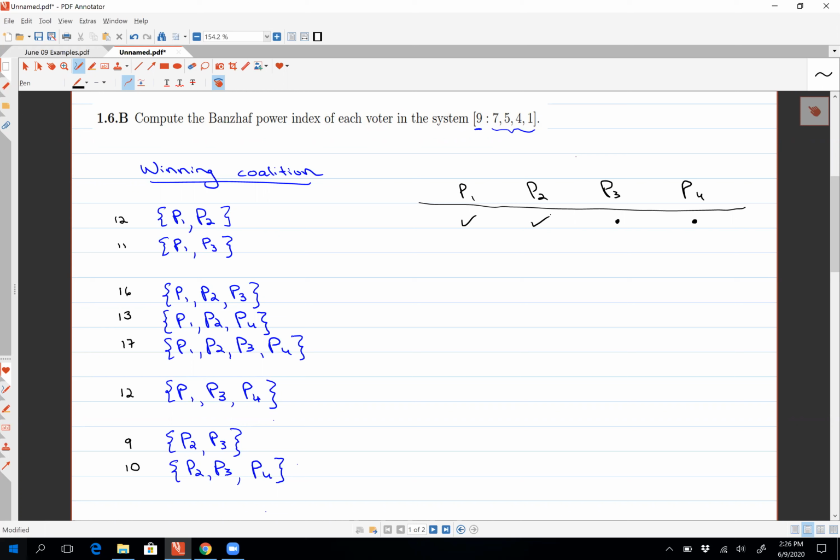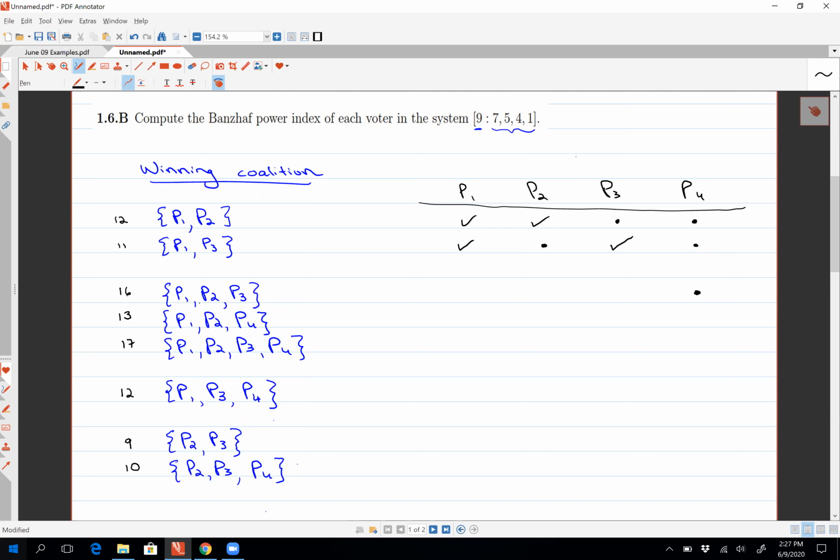What about P1 and P3? If I remove the 7 votes from P1, 11 minus 7 would now be below the threshold of 9. Both P1 and P3 in this case are critical. P2 and P4 are not relevant.